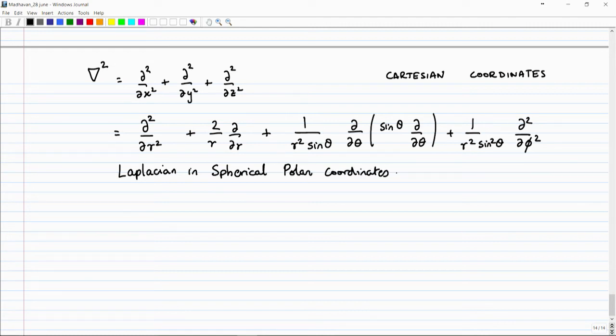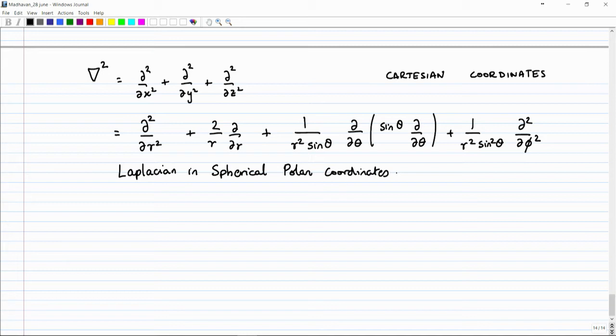And I have written it like an operator. So I have not shown the function that it is acting on. I have not explicitly shown the function. So I have just shown it like an operator. And this is the operator that corresponds to the Laplacian.